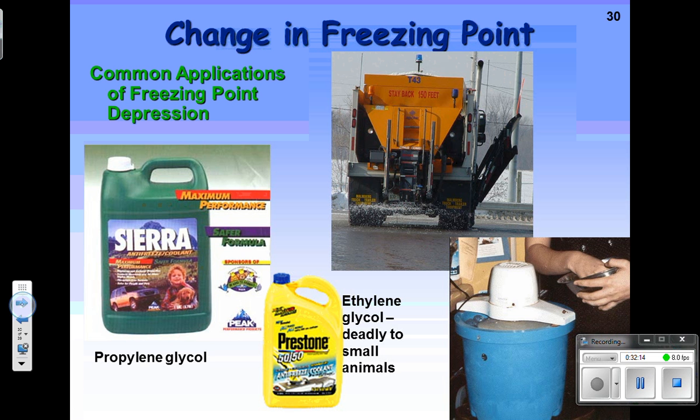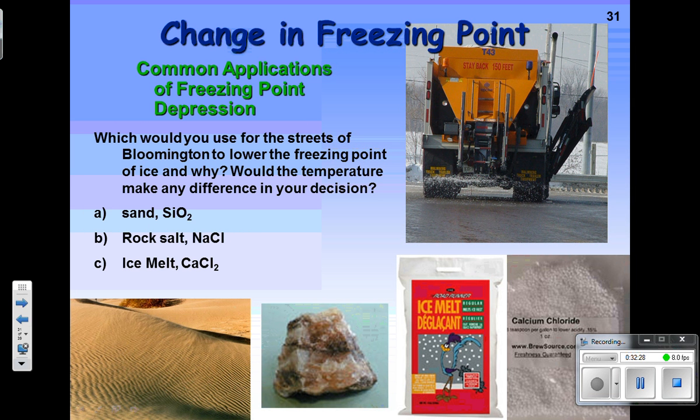Okay? All right, so changing freezing point. Why do we use it? Well, we use it for our cars. We use it to make ice cream, which we'll do next week. And we use it for getting ice off the road. All right, so common applications of freezing point. If you were the city manager and you had to use one of these to keep the ice off the road, what do you think some things that you would consider would be?